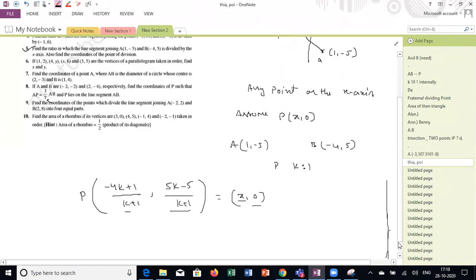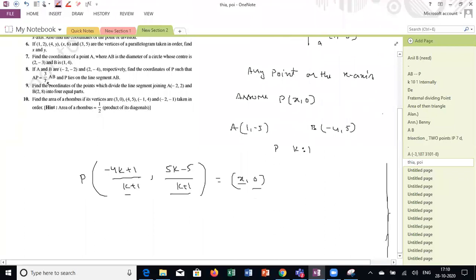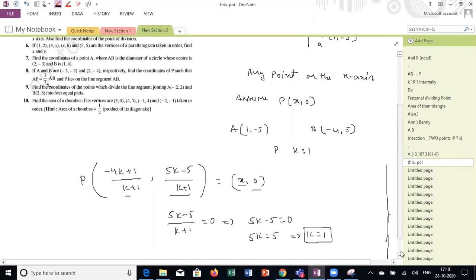So now compare the coordinates with respect to the condition. The condition is that P is on the x-axis. So x comma 0, so the y coordinate must be 0. So 5k minus 5 by k plus 1 is 0. From here, 5k minus 5 is 0, 5k is equal to 5, k is equal to 1. That means the ratio is 1:1. Substitute this k value here and you will get the x value.